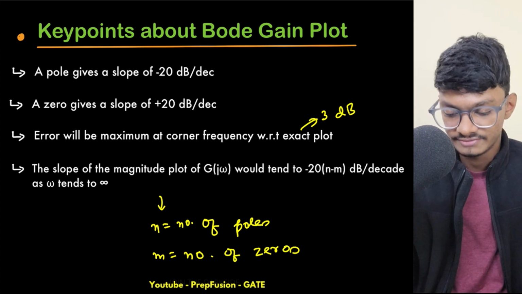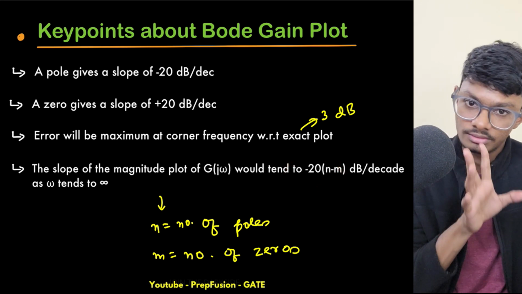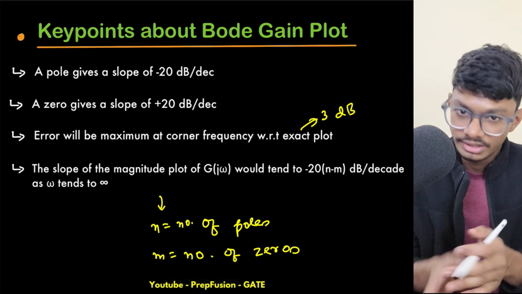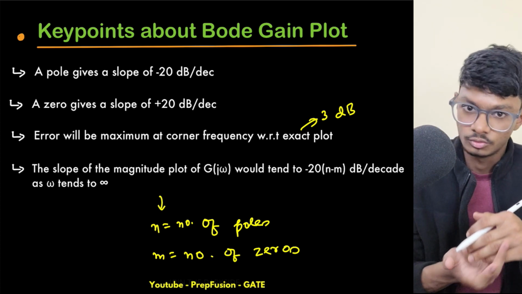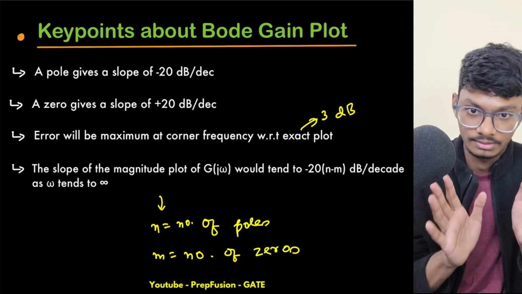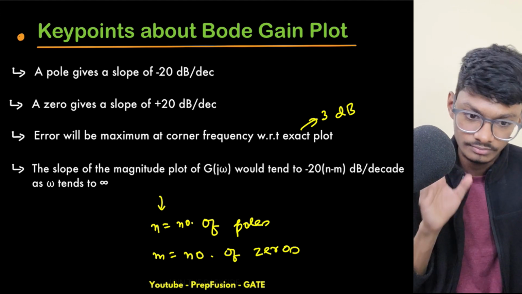Okay, real life systems that we use. So always the number of poles will be greater than the number of zeros. n will always be greater than m. Obviously theoretically we can do anything. Here in a control systems question they may give some transfer function which has more zeros than poles. That may happen. No worries. But practically that is the main thing.